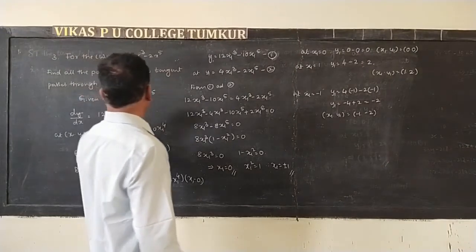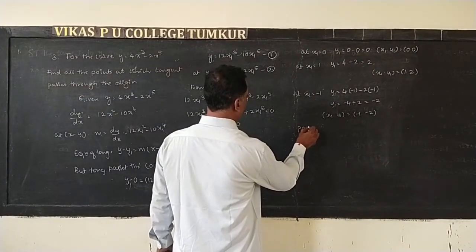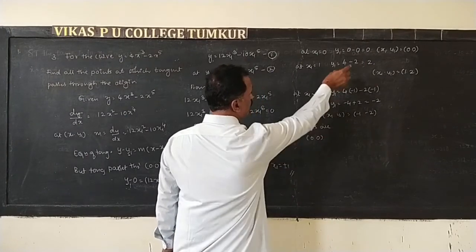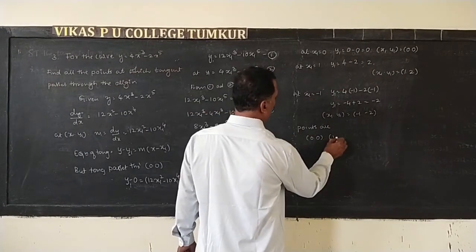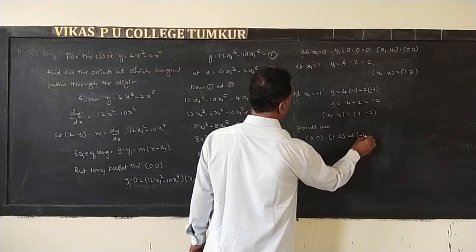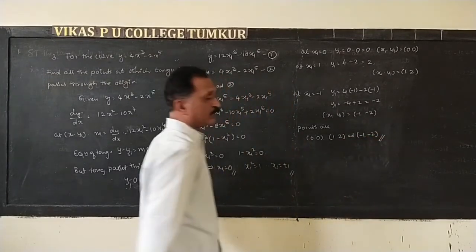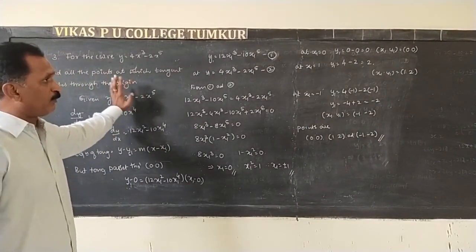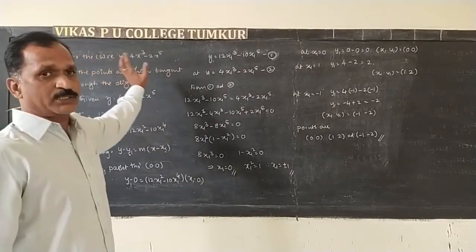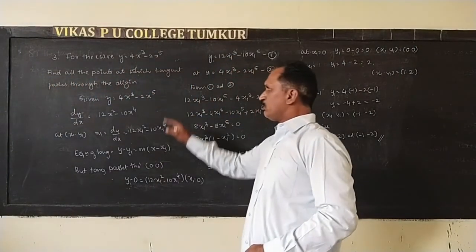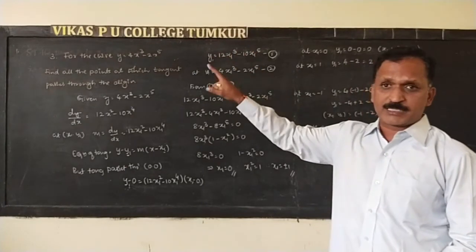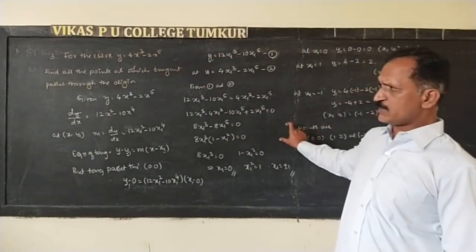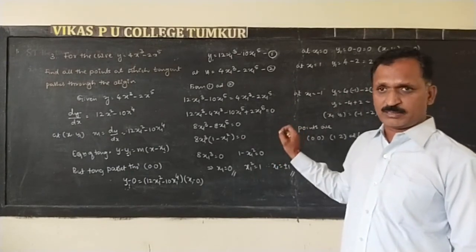So the points are: first (0, 0), second (1, 2) and (minus 1, minus 2). Got it? Right? Is it understood? And this is how we can solve the problems to find the point of tangency for the curve where the tangent passes through the origin. Got it? So work out these things and we shall continue the problems in the next class. Right?